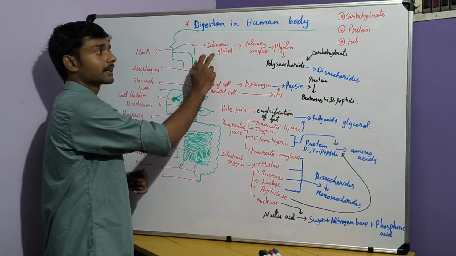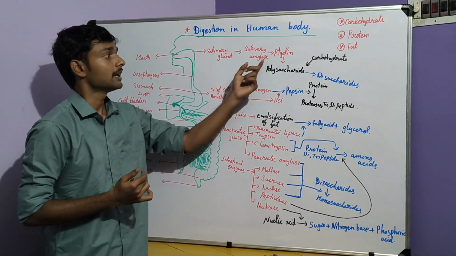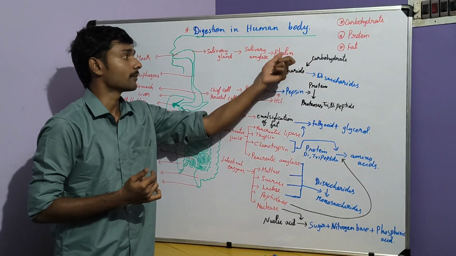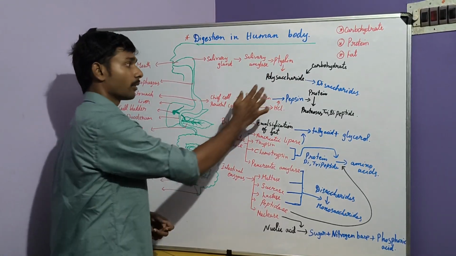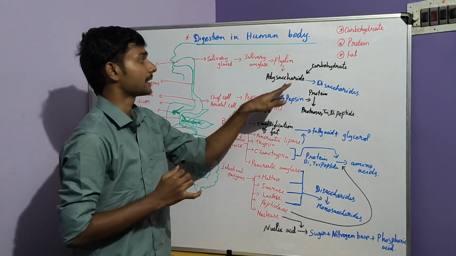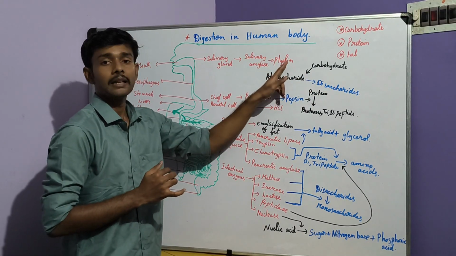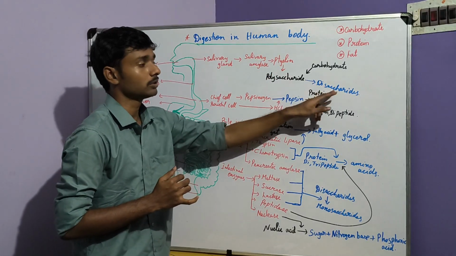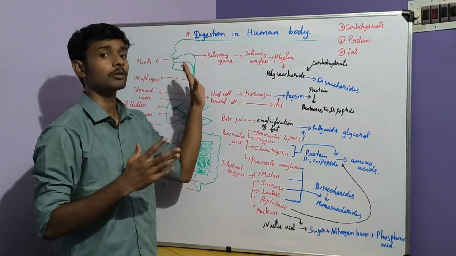The salivary glands secrete salivary amylase. The salivary amylase contains ptyalin, an enzyme which helps to break down polysaccharide molecules. Polysaccharide is nothing but carbohydrate matter. This carbohydrate gets broken down by the salivary amylase containing ptyalin, which breaks the polysaccharide into disaccharide. This is its major role. First, the digestion starts in the mouth itself.